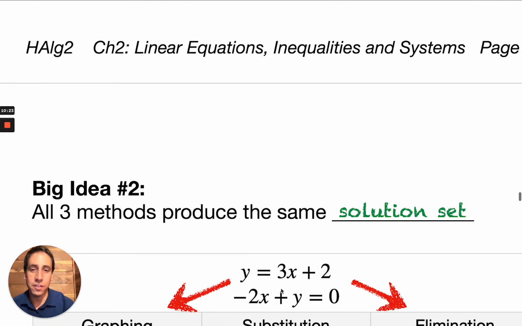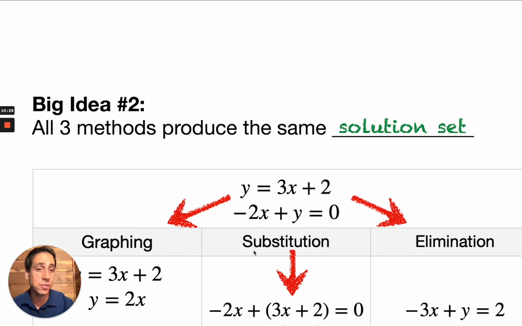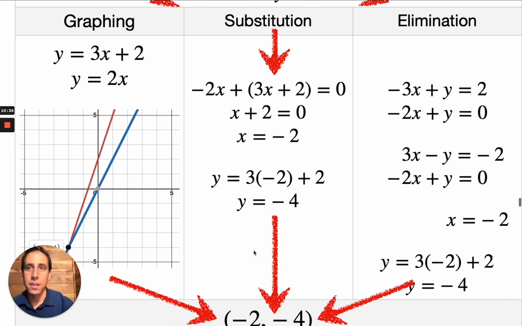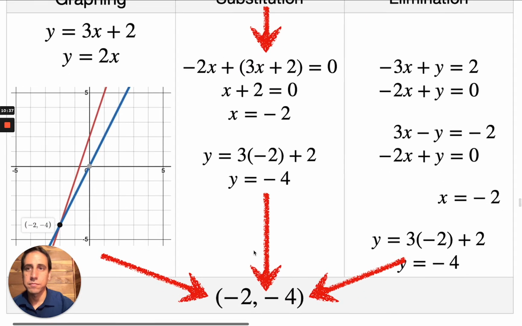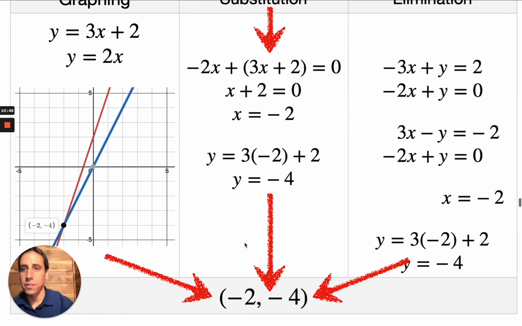So let's do this. Let's take this system of equations and solve it 3 ways. I taught you graphing, I taught you substitution, and today I taught you elimination. Let's do it 3 times and just verify this big idea. So you can see graphing. Boom, y equals 3x plus 2, y equals 2x. You notice we had to rearrange this. I had to add 2x to both sides. But once I do that, it's a lot easier to go equation table graph twice to produce 2 different lines, and there's the intersection, -2, -4. And that's the answer, -2, -4.